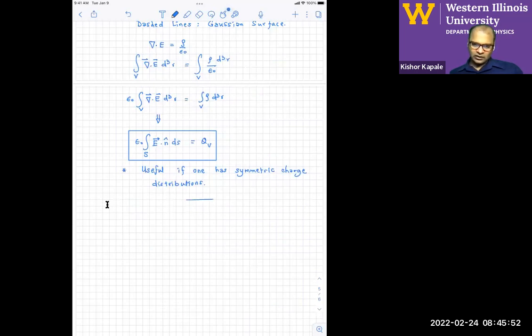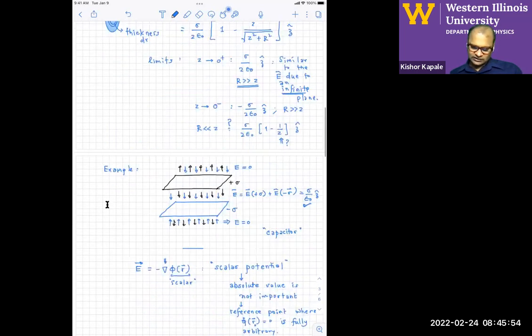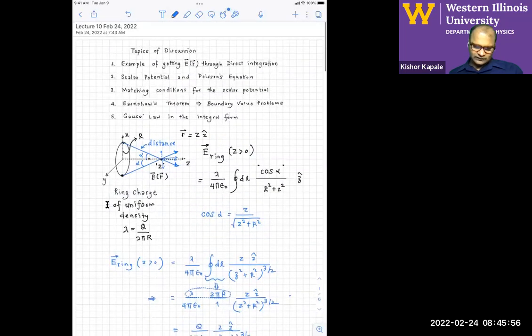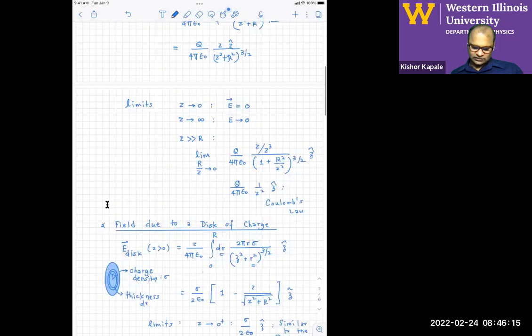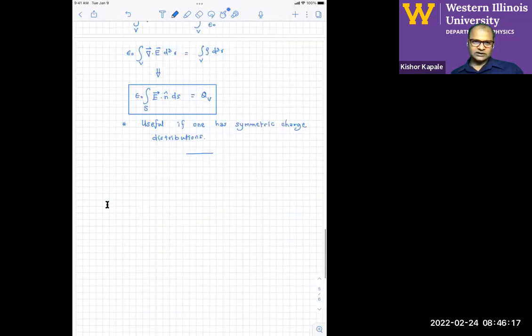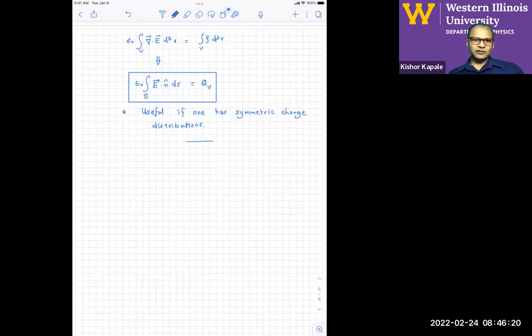Let me quickly look at the set of topics that we were going to discuss today. We did the direct integration. We looked at the scalar potential and Poisson's equation and introduced that. We have looked at Gauss's law in the integral form. Let's now look at matching conditions for the scalar potential and Earnshaw's theorem for the boundary value problems.